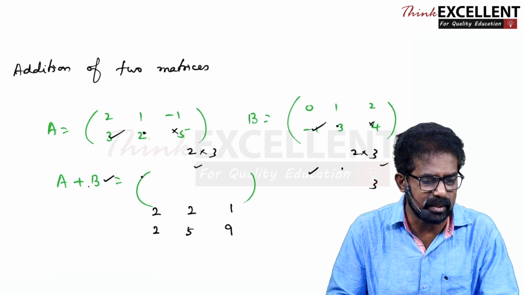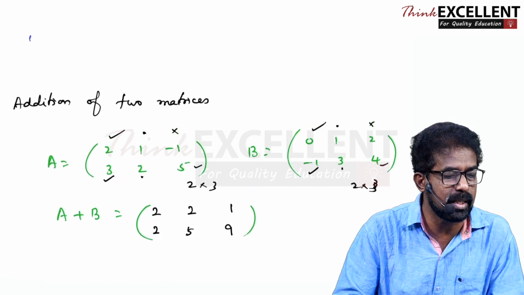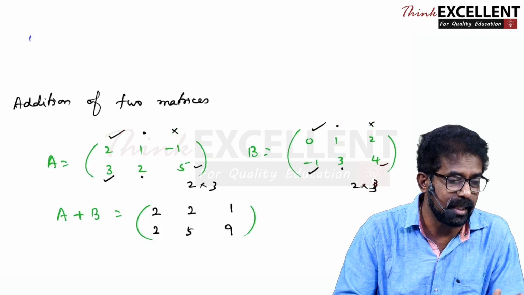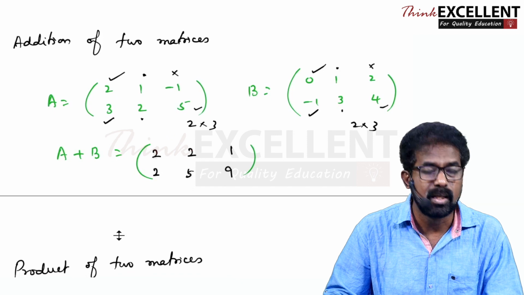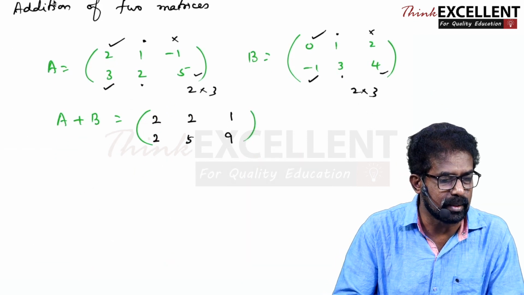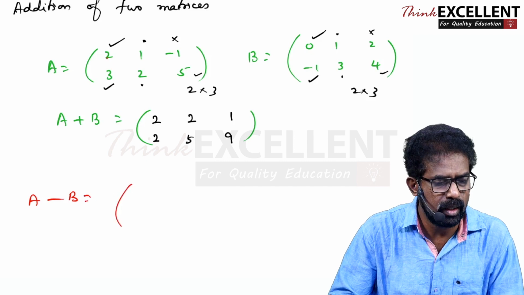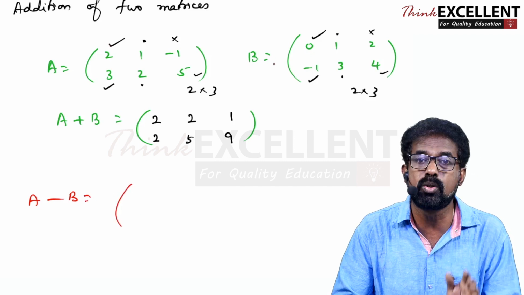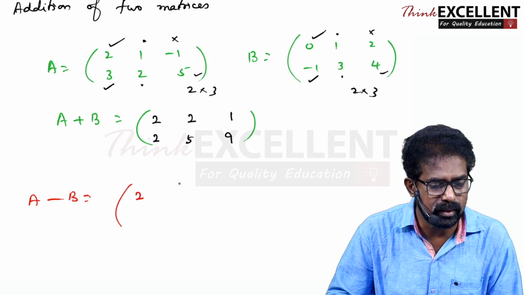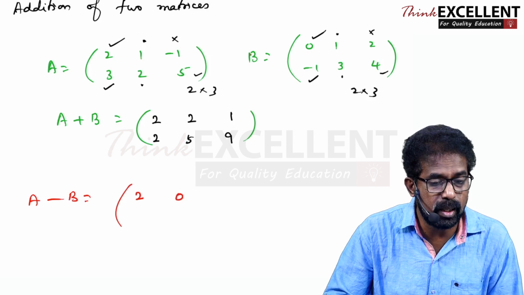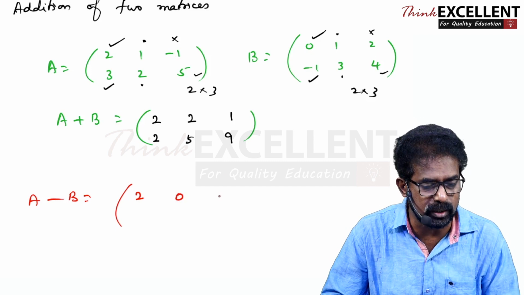Corresponding elements you subtract. Suppose I want to find A minus B. First, you check whether the orders are the same. Now to subtract, corresponding elements you subtract. See how to find A minus B, with the same example. First one is 2, here 0. 2 minus 0 is 2. Next one is 1 minus 1, 0. Next one, minus 1, minus 2. You are subtracting, right? A minus B. Minus 1 minus minus 2 is minus 3.